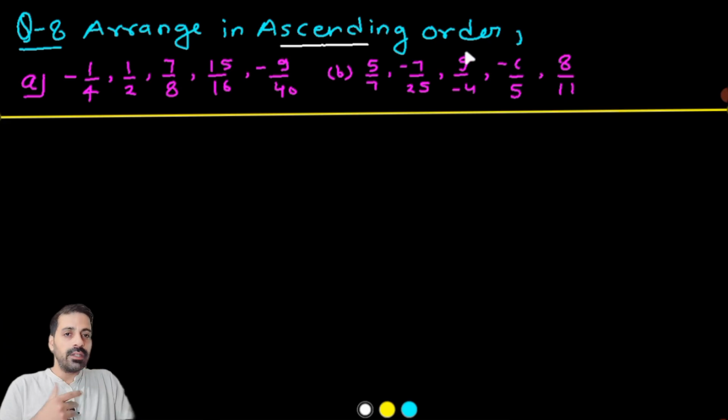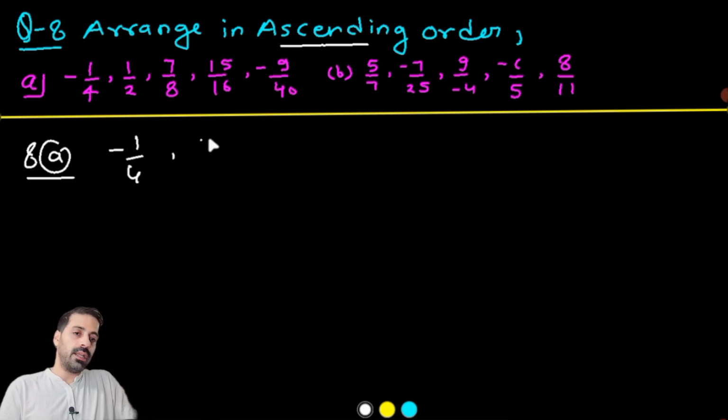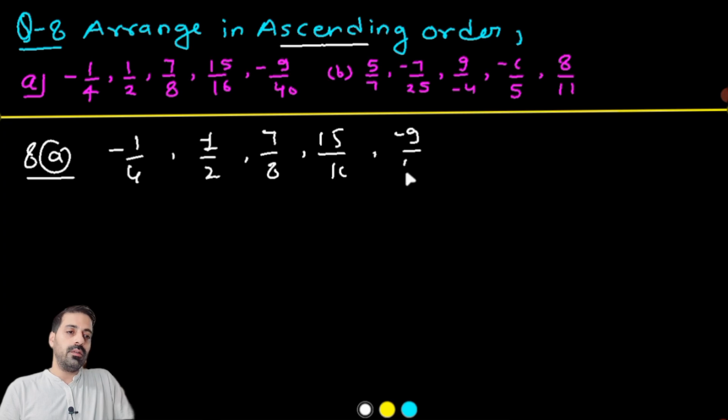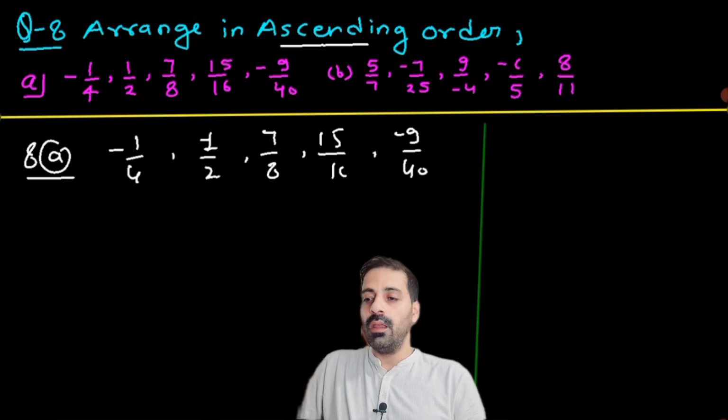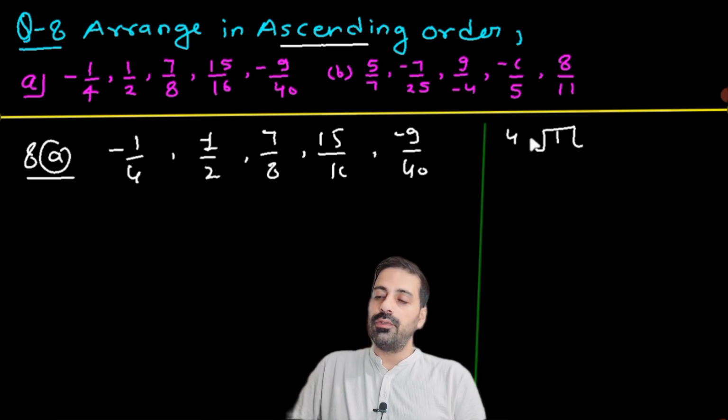There are many methods to arrange them in ascending order, but in your book the method given is the divide method. So here, question number 8a: negative 1 upon 4, negative 1 upon 2, 7 upon 8, 15 upon 16, and negative 9 upon 40. We will go with your book and solve this question.